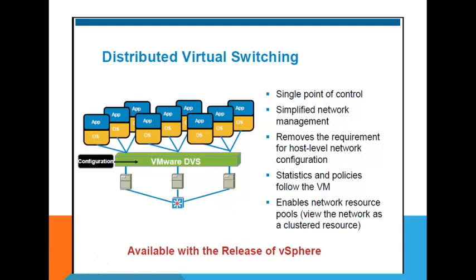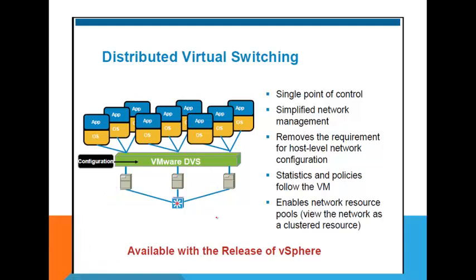As the diagram shows, I think you remember the previous diagram, we were having separate switches and separate configurations for each vSwitch. Now we got a distributed virtual switch, a single point of control with the help of vCenter. Simplified network management because it is centralized. So it removes the requirement of host level network configuration. We don't go to each host separately and configure. We just do it at one single point, centralized.